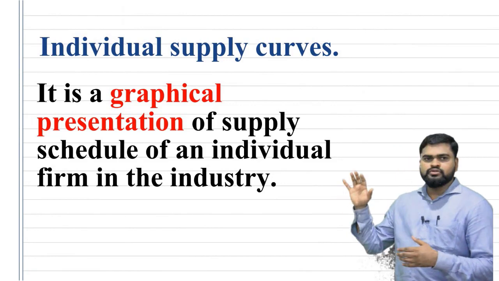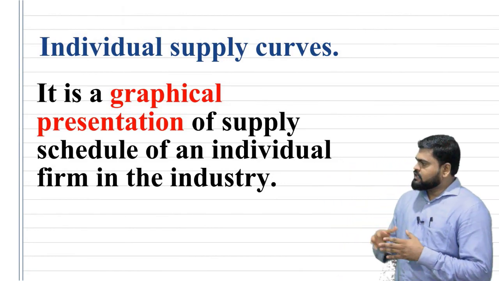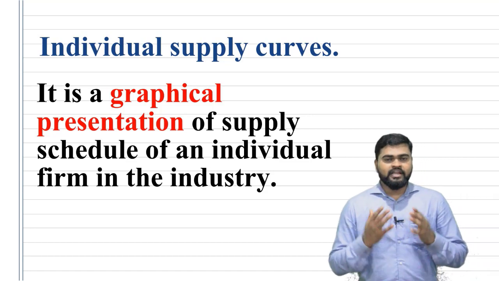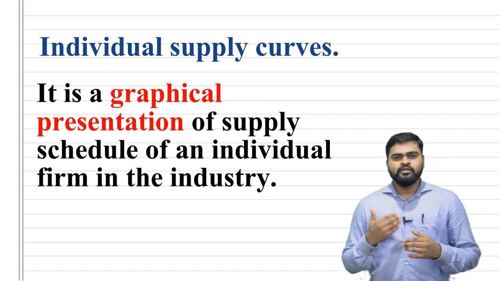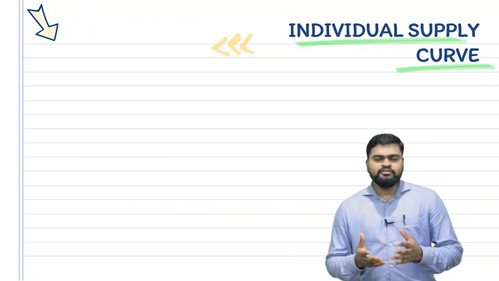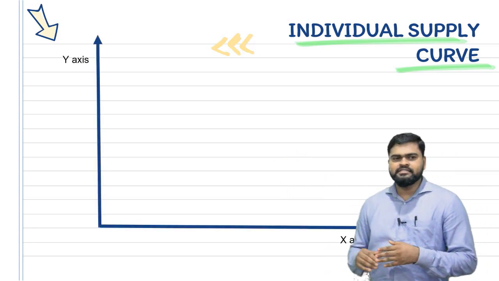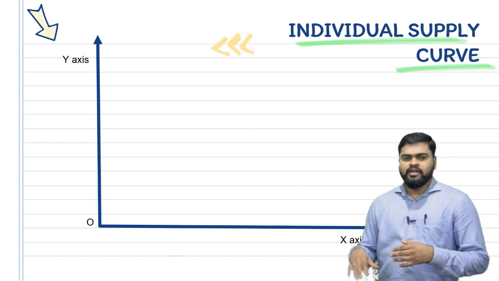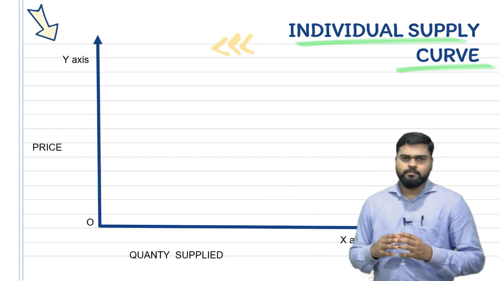Let us move on to the individual supply curve. What is the meaning of individual supply curve? Individual supply curve is the graphical representation of supply schedule of an individual firm in the industry. Let us understand this curve in detail. So, individual supply curve, we have x-axis, we have y-axis, we have 0. On x-axis we denote quantity supply, on y-axis we denote price.